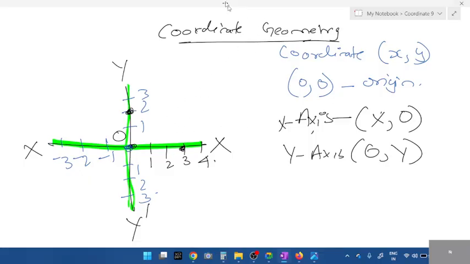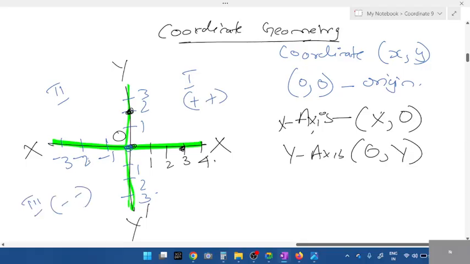In quadrants, always give first preference to x-axis, then y-axis. This is first quadrant. What about the sign? First quadrant both are positive. Opposite to the first is the third quadrant, both negative. In second quadrant, MP, right? Minus and plus. According to alphabetical order, M comes first. Minus and plus. The fourth quadrant, plus and minus.